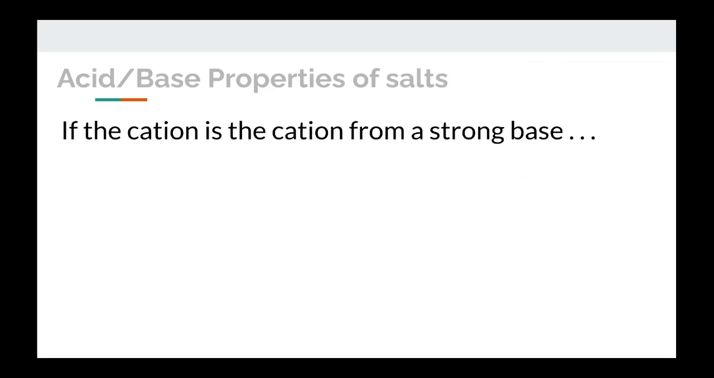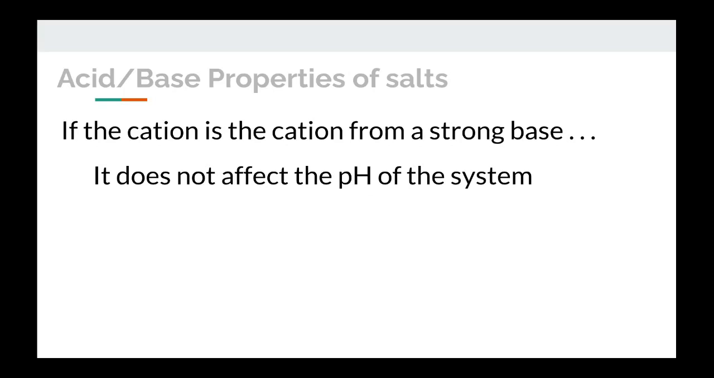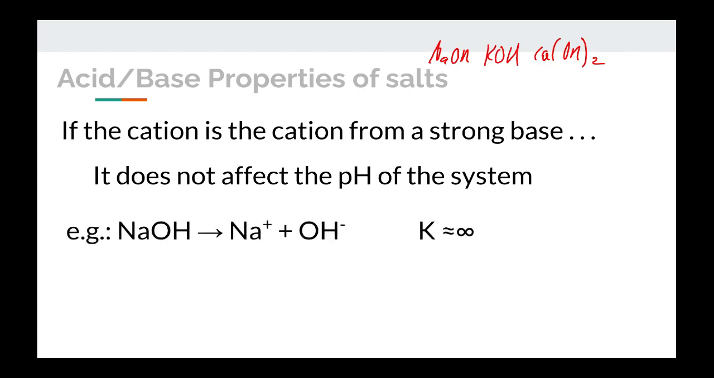Another topic to talk about before we start really defining buffers is the acid-base properties of salts. If the cation in a salt is the cation that comes from a strong base, so these are the hydroxides like NaOH or KOH or CaOH2, something like that. If it's one of those, which basically means group 1 and some group 2s, it is not going to affect the pH of the system. Here's the reason for that.